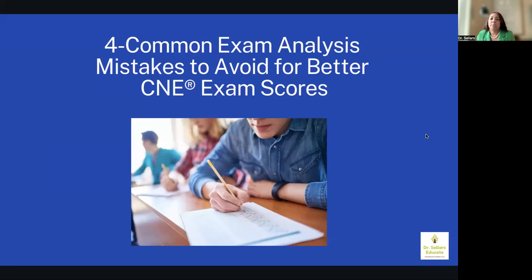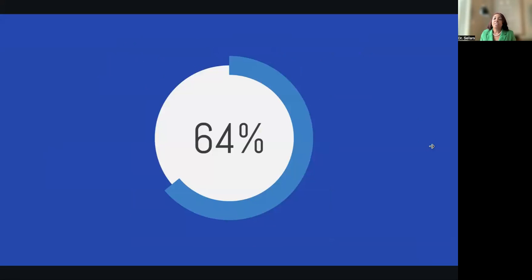There are 4 common exam analysis mistakes that nurse educator colleagues make whenever they are preparing to pass the CNE exam. Our goal in this snapshot is to focus on those 4 common mistakes and to talk about how you can avoid those same mistakes and remove those barriers as part of your study plan.